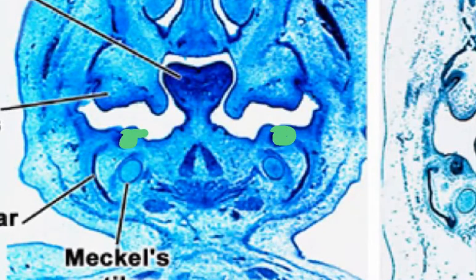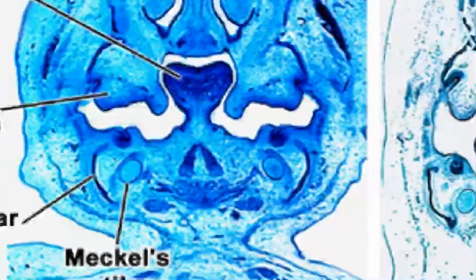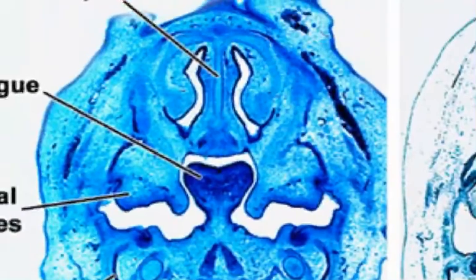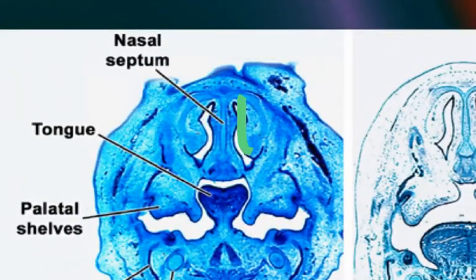These are one of the first signs of tooth development. Also here we see tooth germ, up here. Here we see nasal cavity. This is nasal septum. We have two nasal septa, primary and secondary.